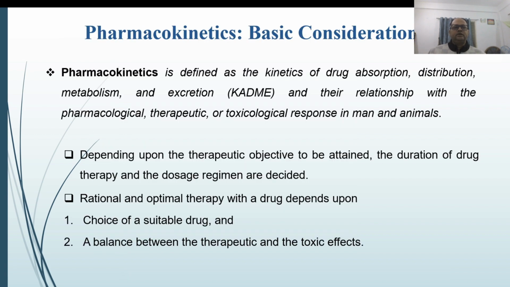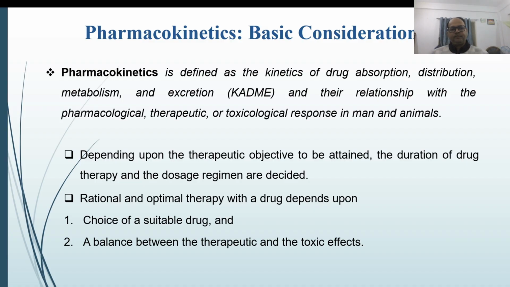So coming to pharmacokinetics, it is defined as the kinetics of drug absorption, distribution, metabolism and excretion. So basically it is called KADME, where K stands for kinetics and ADME stands for absorption, distribution, metabolism and excretion. And the relationship with the pharmacological, therapeutic and toxicological response in men and animals, or you can say in human beings and animals.